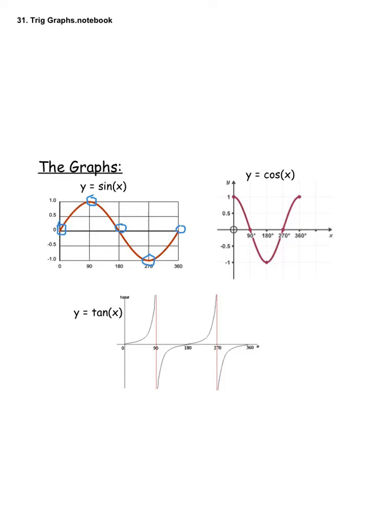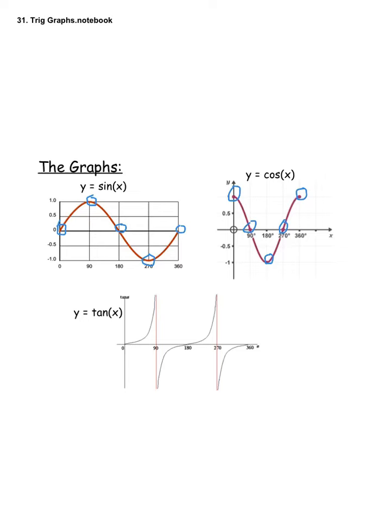The cosine graph is slightly different. It's a similar kind of shape, but we start off at 1 at 0 degrees, down to 0 at 90 degrees, then -1 at 180 degrees, 0 at 270 degrees, and back up to 1 at 360 degrees. So the sine graph starts at 0 and ends at 0. The cos graph starts at 1 and ends at 1.